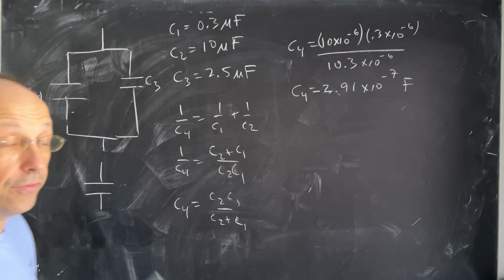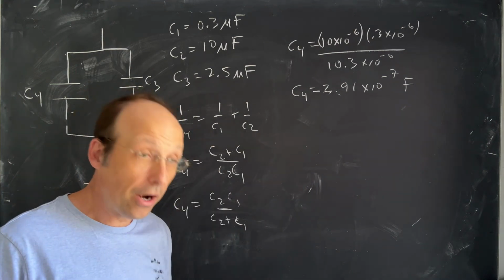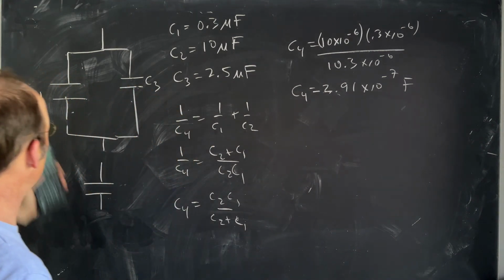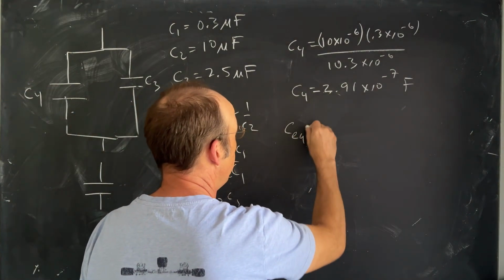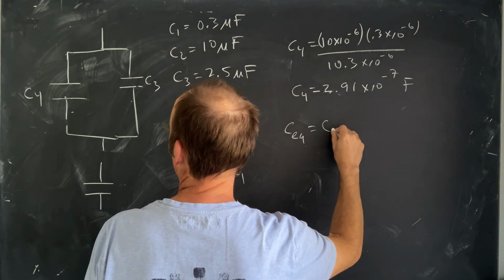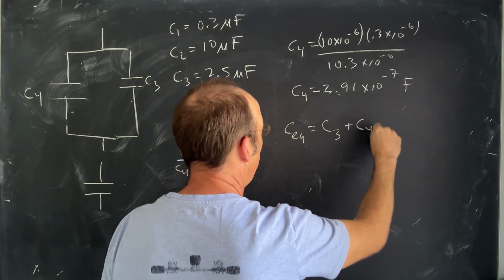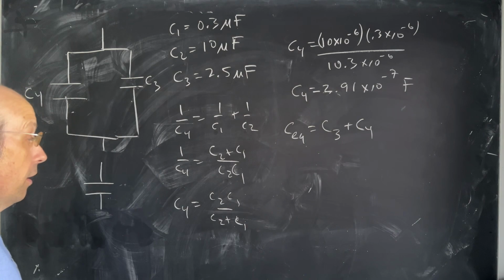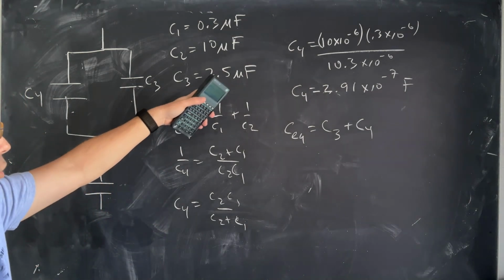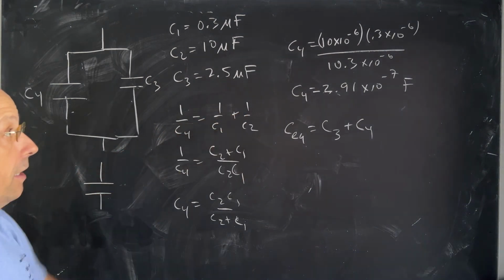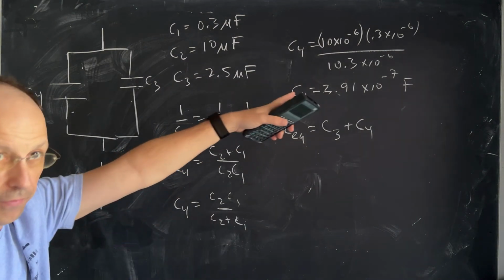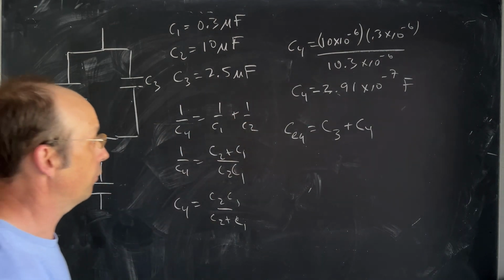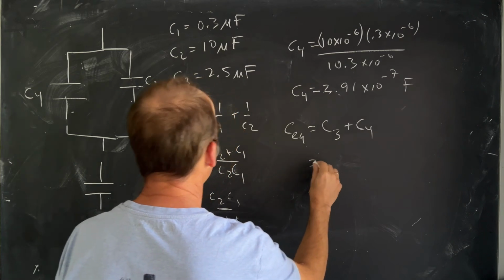So now I have two capacitors that are in parallel. And if these two capacitors, C4 and C3, are in parallel, then C equivalent total is going to be C3 plus C4. That's not too hard, right? So C3 is 2.5 microfarads. C4 is actually 0.291 microfarads if I move the decimal over. So I can do this in my head.